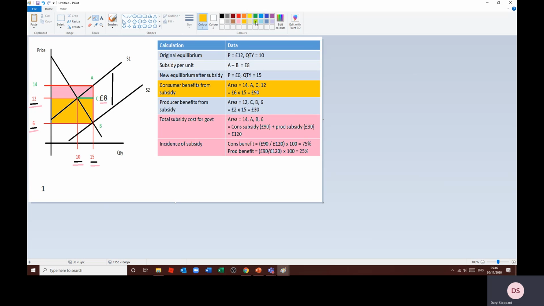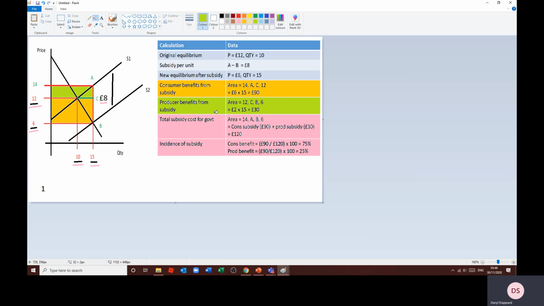Now the proportion which benefits the producer is this top bit here. So £2 out of that £8 subsidy will in effect line the pockets of the business, and that will again be applied to all 15 units of output. So 2 times 15 would be £30.